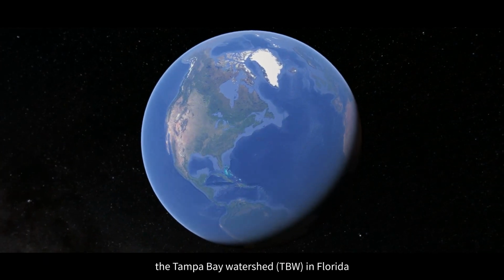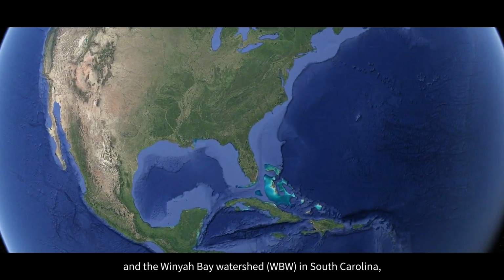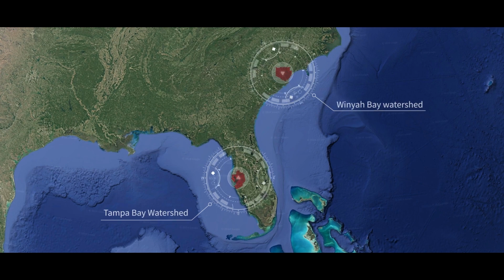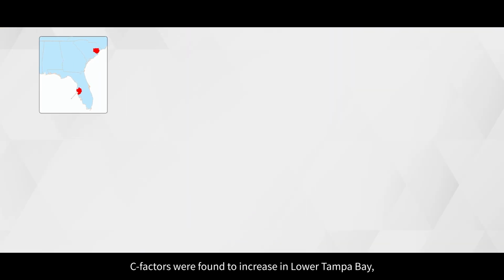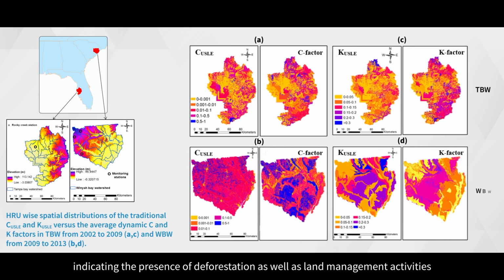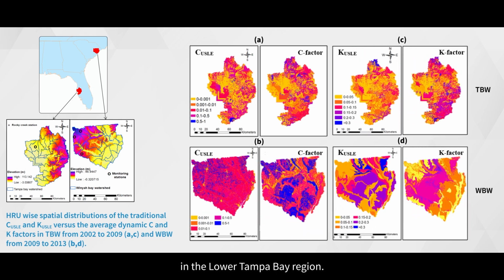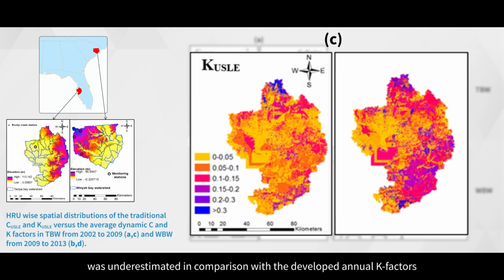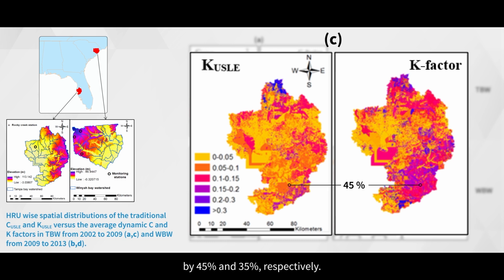Two basins, the Tampa Bay watershed in Florida and the Winyah Bay watershed in South Carolina, were used in this study. C factors were found to increase in lower Tampa Bay, indicating the presence of deforestation as well as land management activities in the lower Tampa Bay region. The distribution of KUSLE for the lower and middle Tampa Bay watershed was underestimated in comparison with the developed annual K factors by 45% and 35% respectively.